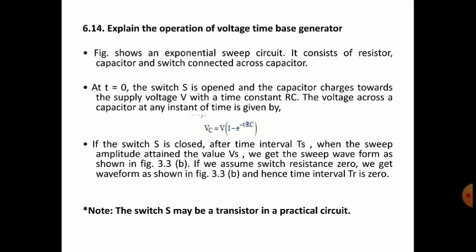Then if we close the switch, whatever the voltage we applied from the source, the current will bypass, and the stored value Vs will start discharging. Through which loop? Because we have connected a short circuit across this capacitor, it will discharge through the capacitor and the short circuit itself. If the switch S is closed after time interval Ts, when the sweep amplitude attains the value Vs, we get the sweep waveform as shown in the figure.